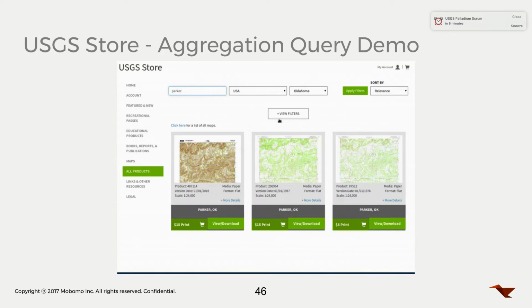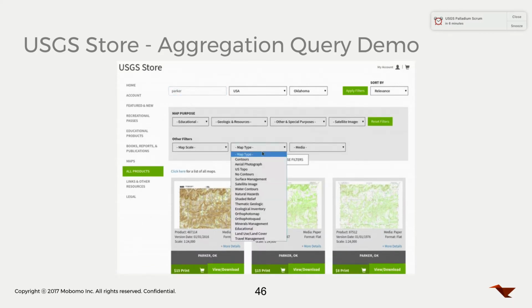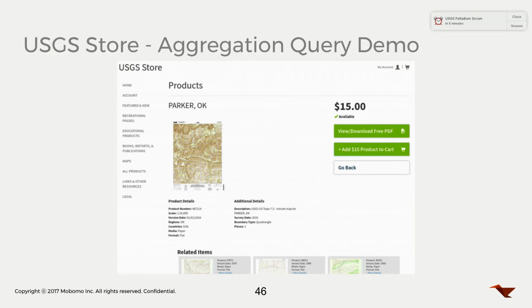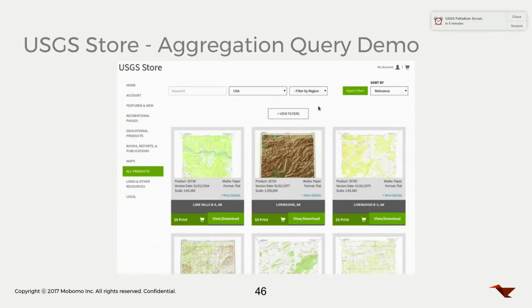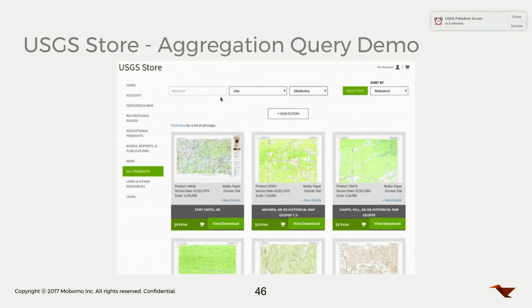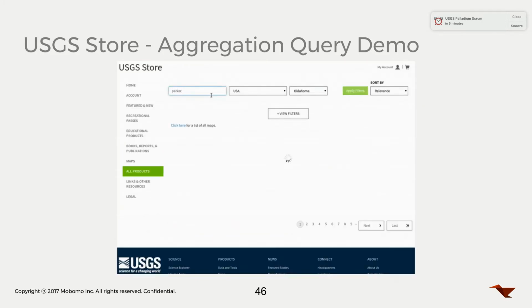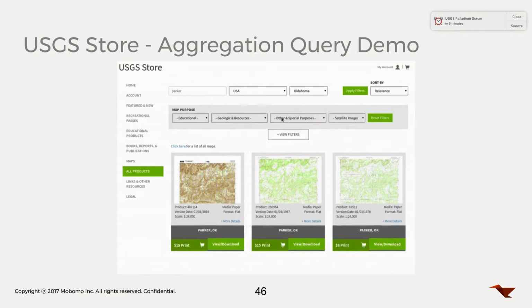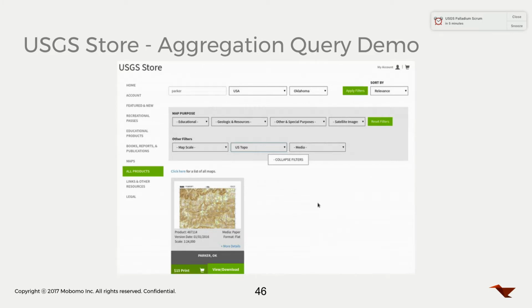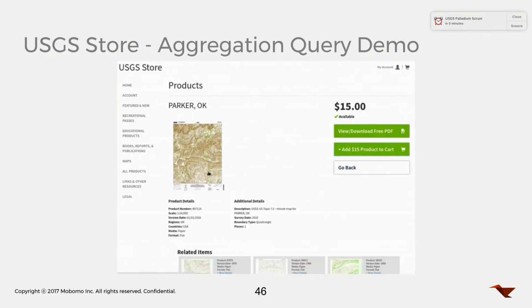Okay, so here's an example of the actual filtering in the store cart. I wanted to find a document from Parker, Oklahoma. Let's filter by Oklahoma. It's going a little fast, but there are too many, so let's filter by typing in the word Parker. Okay, still too many. All right, let's make it a topographical map only. So here's Parker, and we make it topographical only. Perfect, the exact product I wanted.